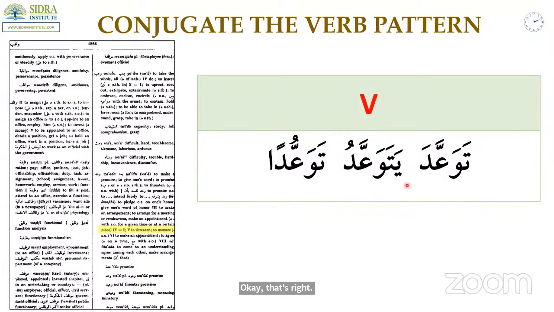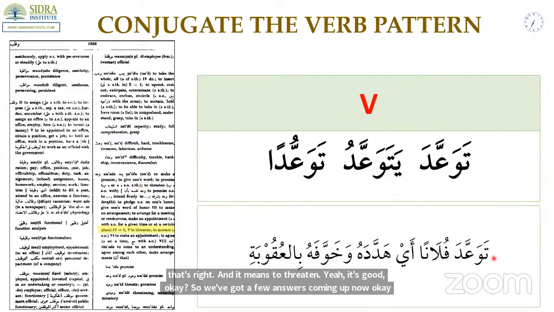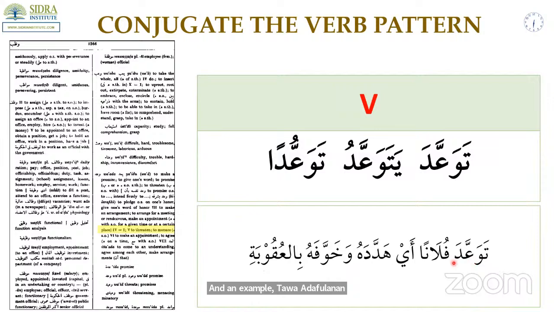Yeah, it's good. So we've got a few answers coming up now. Tawa'ada yatawa'adu tawa'udan, and an example: tawa'ada fulanan ay haddadahu wa khawwafahu bil uquba, meaning he threatened so and so. أي هدده. Tahdid means to threaten, or وخوفه, he frightened him of what? بالعقوبة, punishment. So a threat of punishment. So توعد فلانا means to threaten.